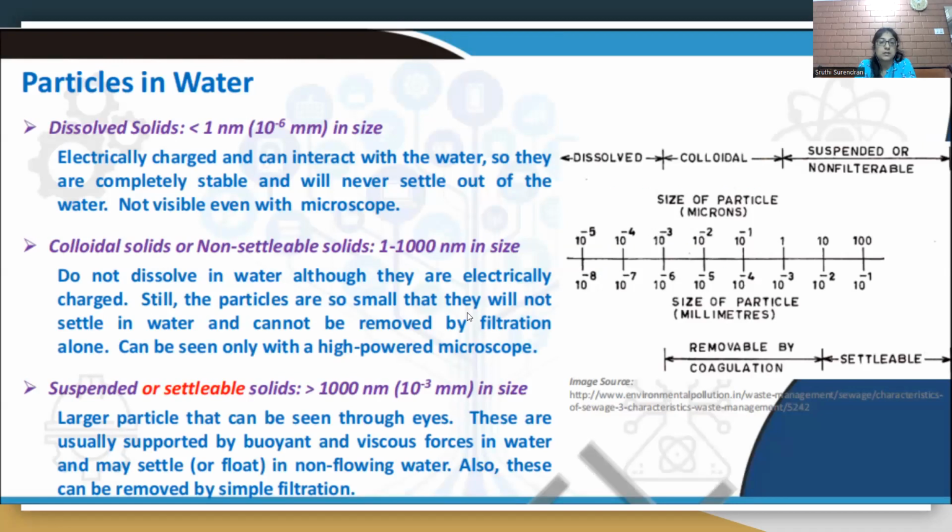If you look at the particles that will be available in water, we have classifications based on the size of the particles. There will be dissolved particles, then colloidal particles, and then suspended or settleable solids. All of these vary in size, as you can see on the slide. Dissolved solids are less than 1 nanometer in size. Colloidal solids or non-settleable solids come between 1 to 1000 nanometers in size, and suspended or settleable solids come in sizes greater than 1000 nanometers.